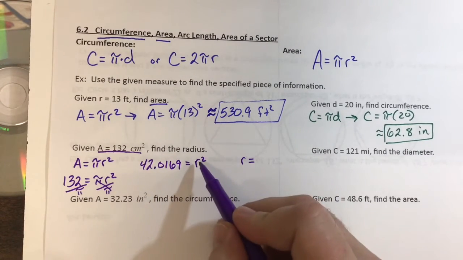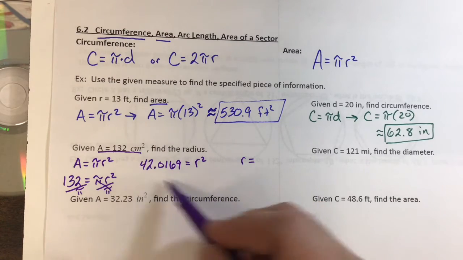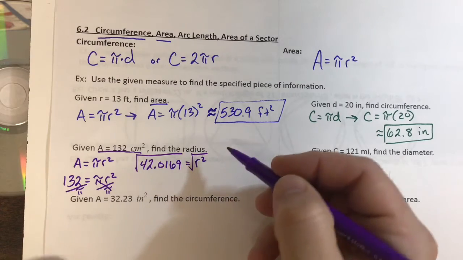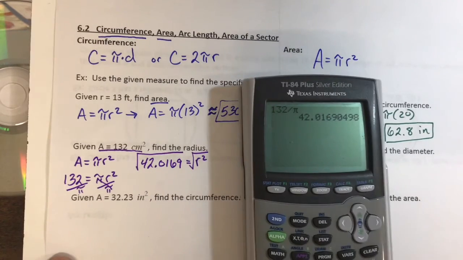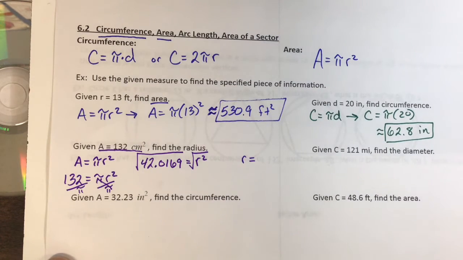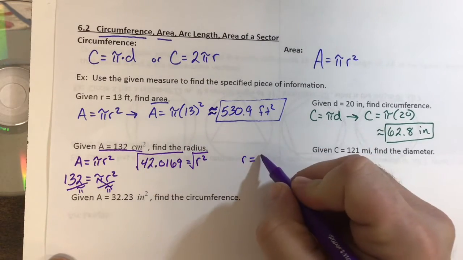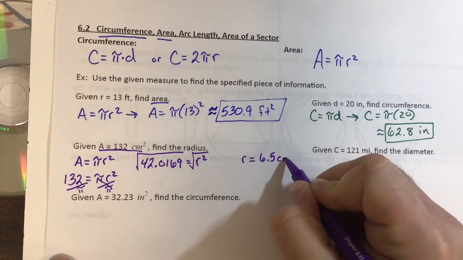Now you might remember back to our Pythagorean theorem problems that to get r by itself now, I take the square root of both sides. So if I do the square root, I do second and then the x squared button to get square root, 42.0169, close that off, I get about 6.5 when I round that. So the radius of this circle with an area of 132 would be 6.5 centimeters.